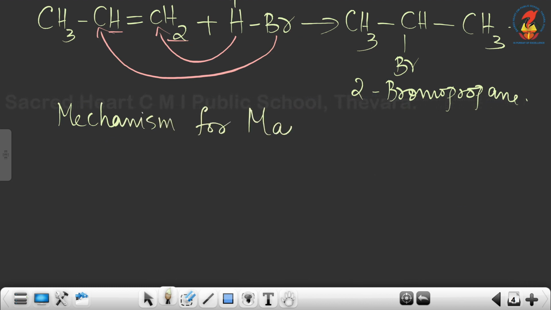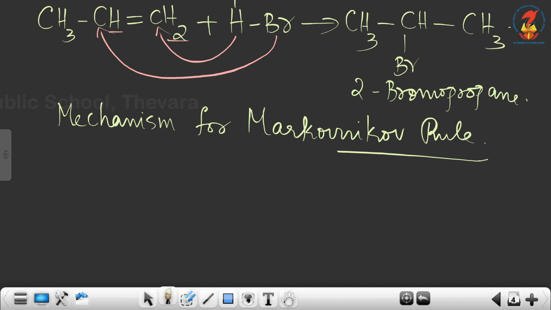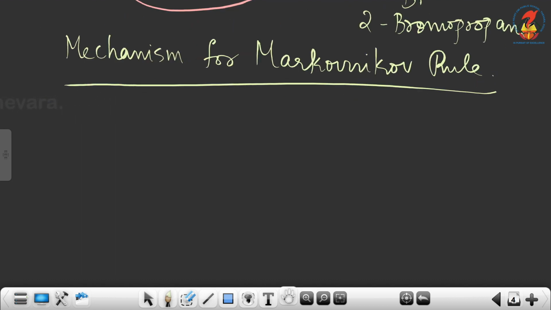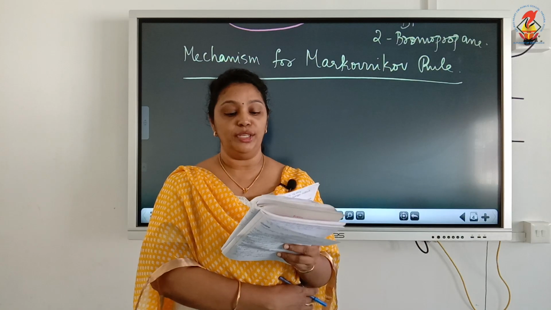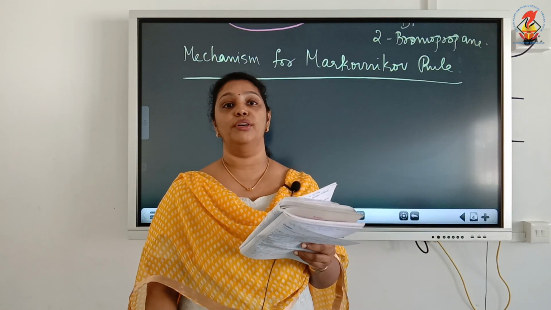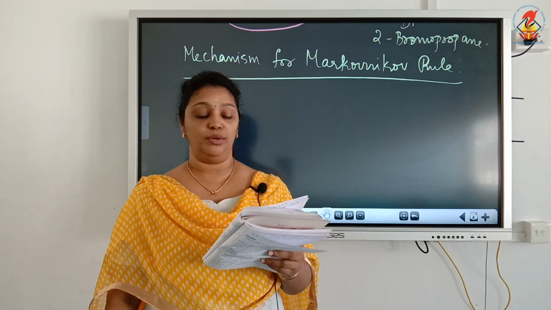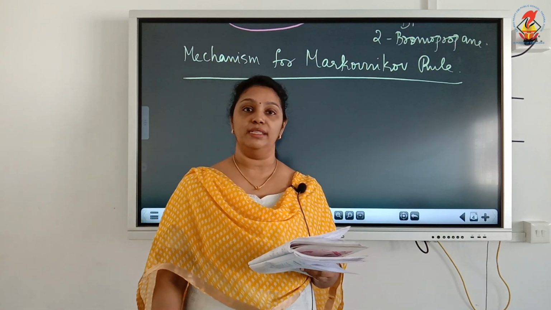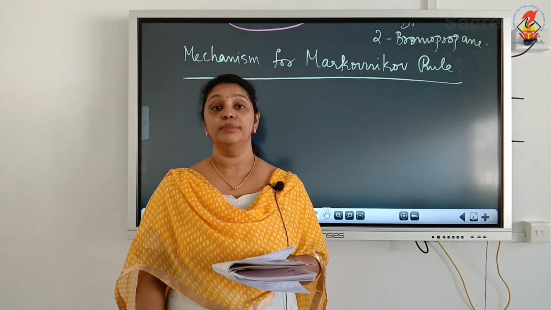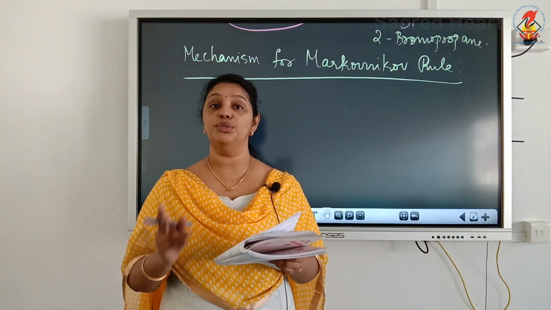For Markovnikov's rule. Now the question asked is, explain the mechanism for the addition of hydrogen bromide to propene in accordance with Markovnikov's rule, or explain the mechanism of Markovnikov's rule. Now this mechanism is explained in 2 steps.